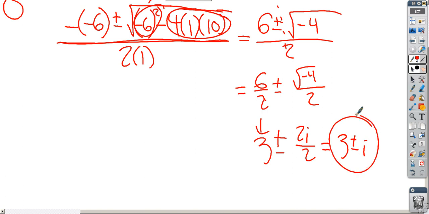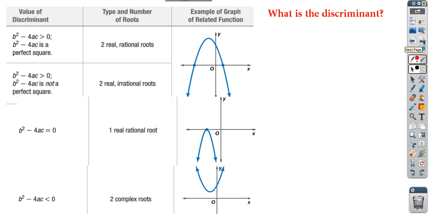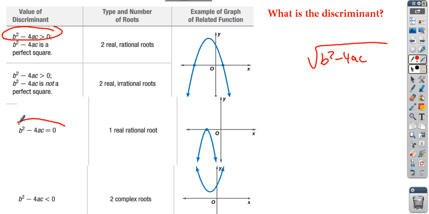That's an imaginary solution. So we saw every type of solution. We saw it for the b squared minus 4ac part, because that's what's under the square root. We saw when that was a positive number, which means it's greater than 0. We saw it when it was equal to 0.